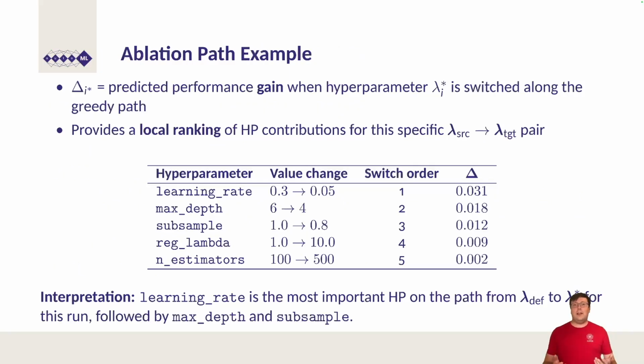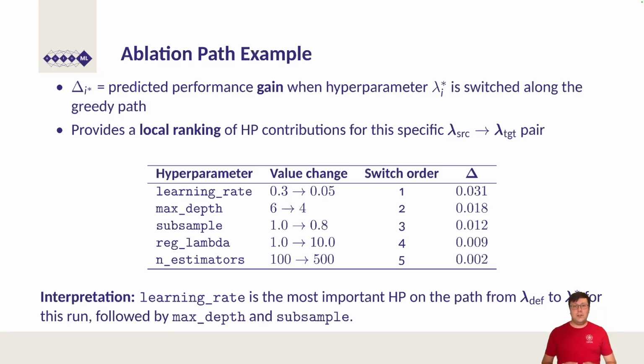Let's have a look at a concrete instance. Each row reports a hyperparameter, its source to target value change, its position in the greedy order, and the attributed accuracy gain. Here, learning rate is switched first and dominates, contributing 3 points of accuracy or 3 points of reduction in the cost, followed by max depth, subsample, reg lambda, and finally n estimators, whose marginal contribution is negligible.